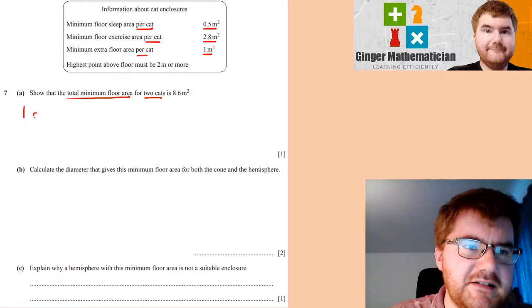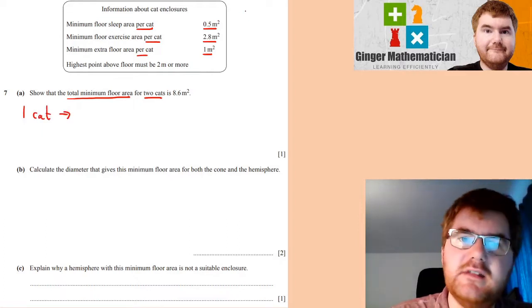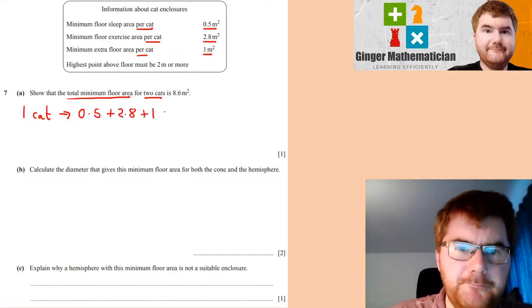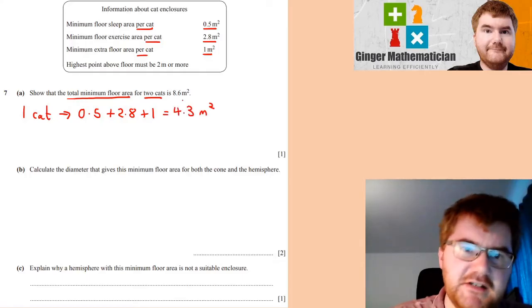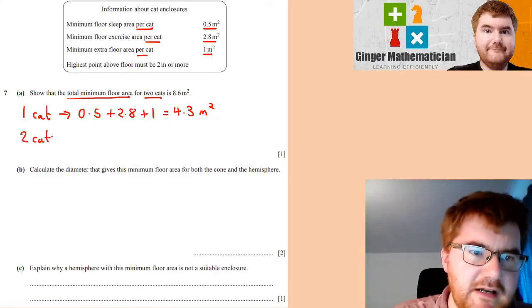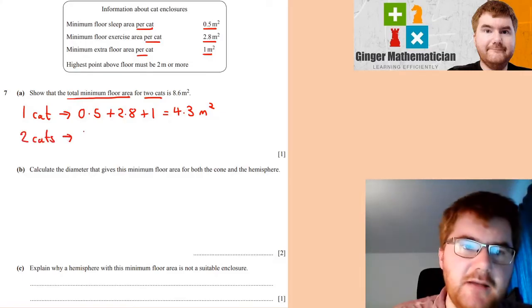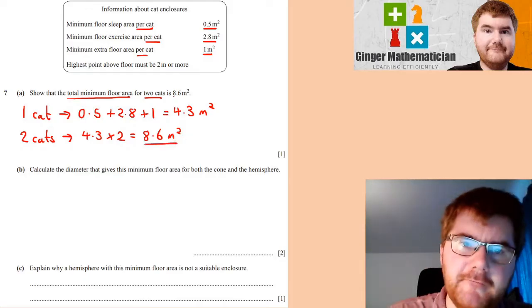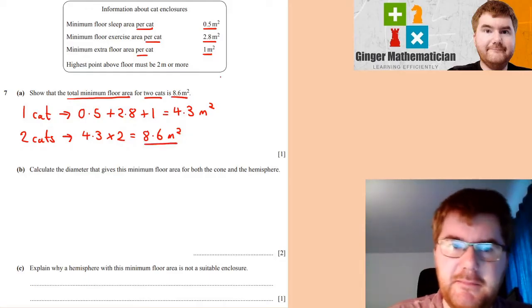Well, for 1 cat, we just need to add together all the necessary areas together. So we add together 0.5 plus 2.8 plus 1. And if we add those together, we get 4.3 square meters. Of course, you can do this on a calculator. And so for 2 cats, we're going to need to double that. So we're going to have to times the 4.3 by 2. And then that gives us then 8.6 square meters, like so. So we've confirmed that they need 8.6 square meters.